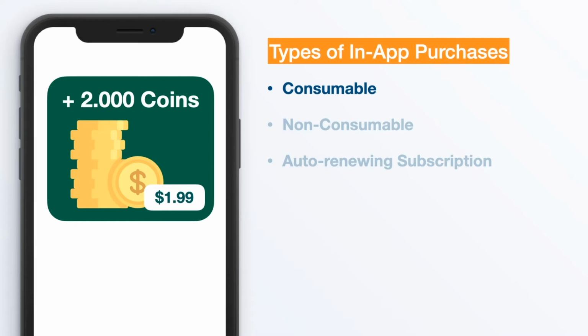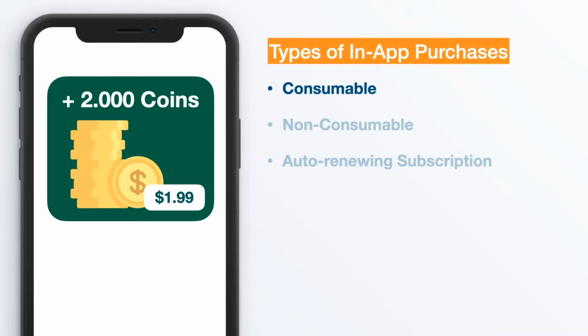Now, let's talk about different types of in-app purchases. Apple distinguishes between three types. One of them is called consumable, and as the name suggests, these are items that are consumable. So if you had a game where a user can buy 2,000 coins, it's not something he just does once, but he can consume these 2,000 coins and purchase them again and again whenever he needs to.